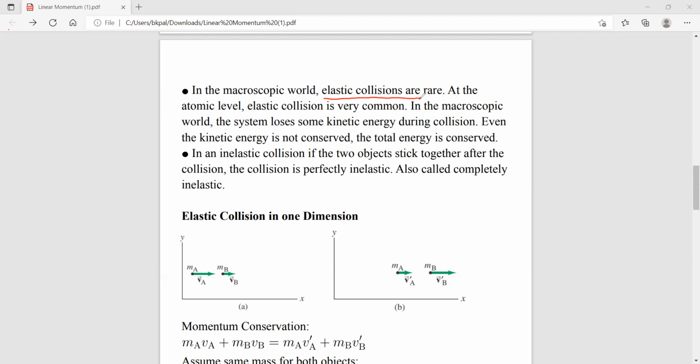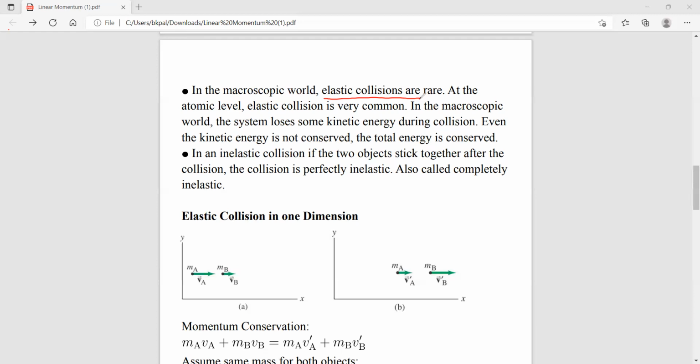So when the collisions are inelastic, only one equation we have to use to solve a problem, and that is the conservation of momentum. If a collision is elastic, then we have two equations: one is the conservation of kinetic energy, and another is the conservation of momentum.